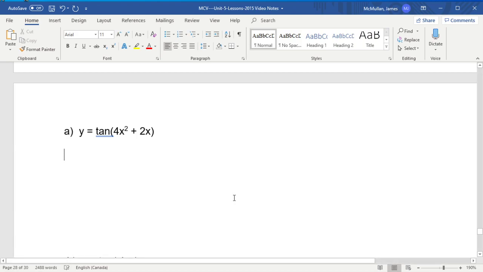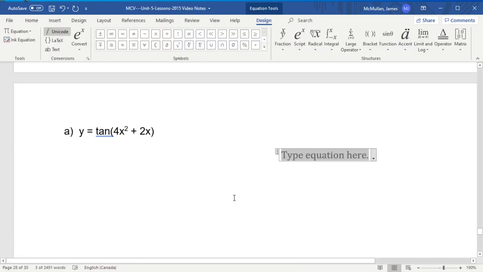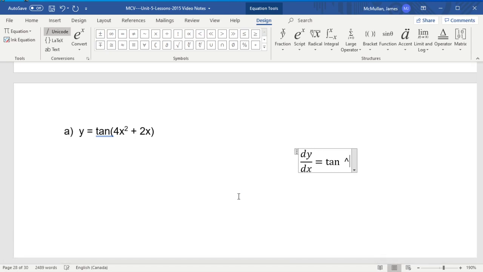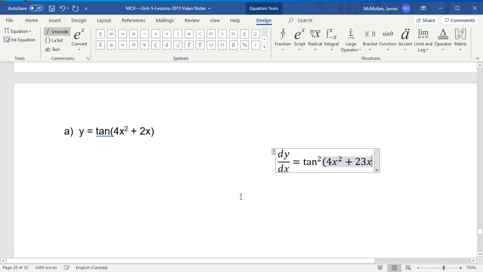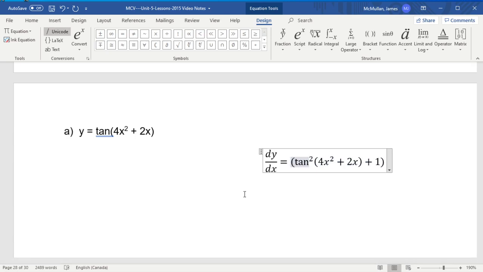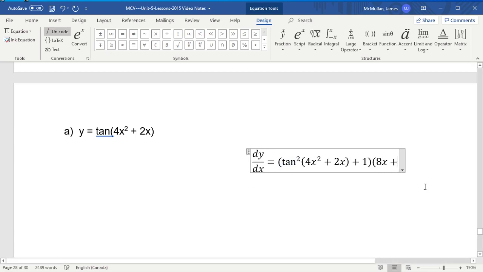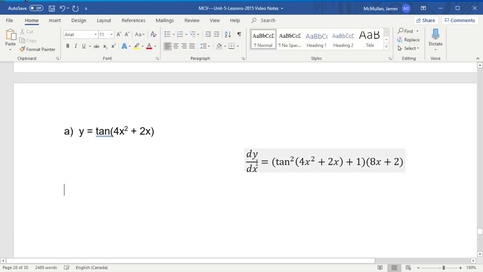Okay, so here, the derivative dy/dx is going to be tan squared of the function 4x squared plus 2x, then plus 1 for the fact that it's tan. So there's my derivative of the outside function. And then I just do the derivative of the inside function, which we can recognize as 8x plus 2. Okay? So there's the derivative for that one.